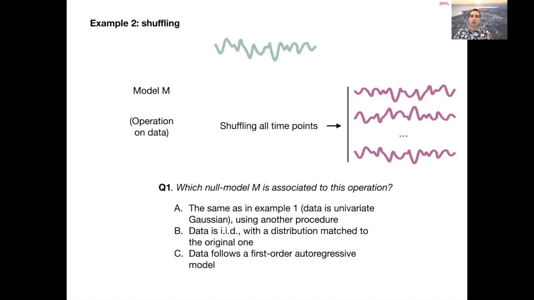Okay, so what is the null model M associated to this operation? Is it A, the same as in the previous example, but just using another procedure? Is it B, that data is IID, meaning independent and identically distributed, so each time point has the same distribution but is independent from the others, with a distribution matched to the original one? Or is it C, that data follows a first order autoregressive model? Okay, take a few seconds to think about it.